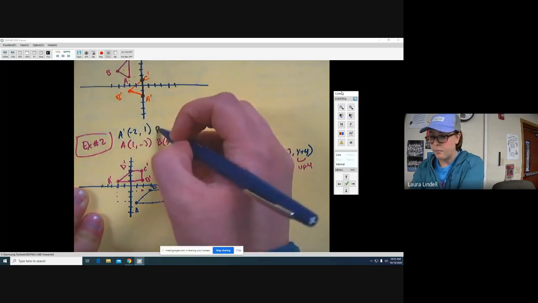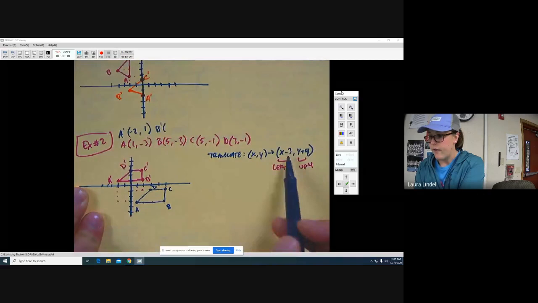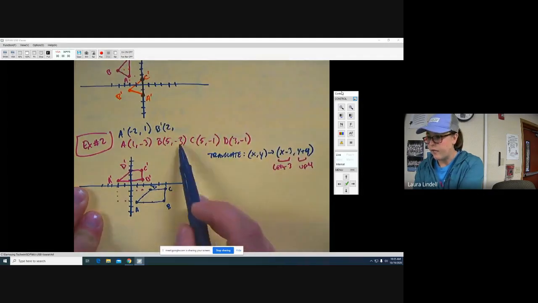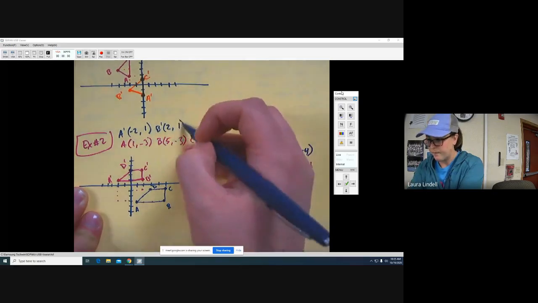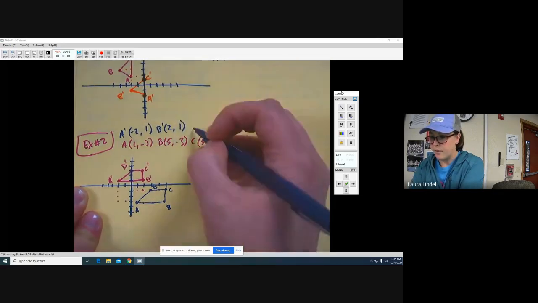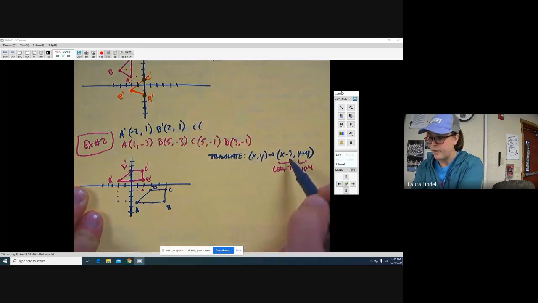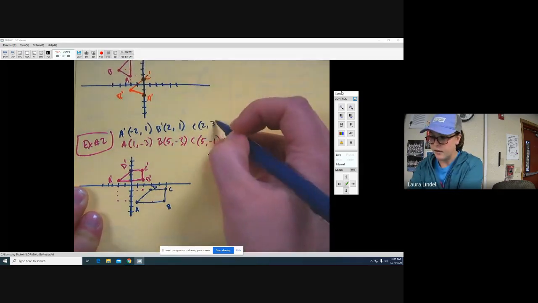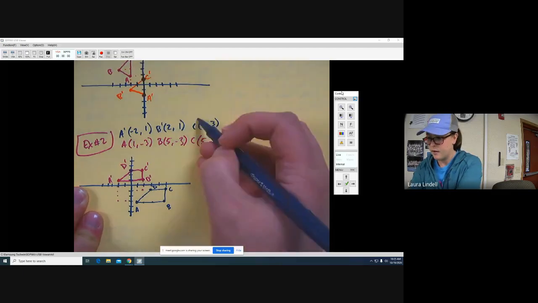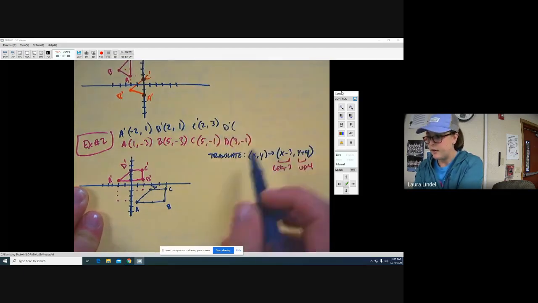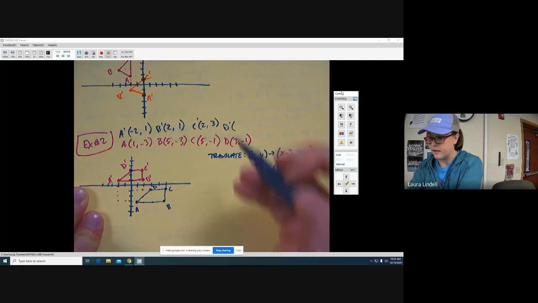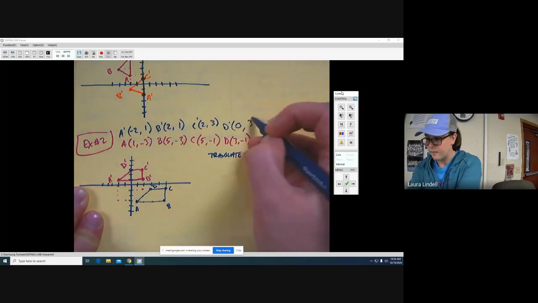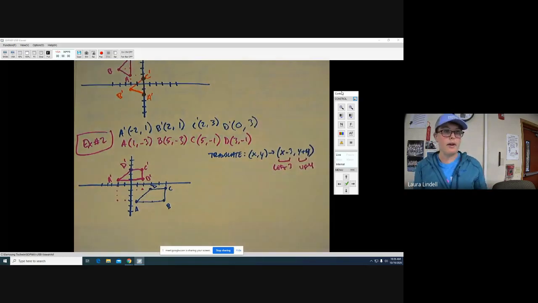You can go, okay, then B prime would be x minus 3. So 5 minus 3 is 2. And then -3 plus 4 is 1. And then the same thing with C. 5 minus 3 is 2. -1 plus 4 is 3. And then for D, you could do the same. 3 minus 3 is 0. -1 plus 4 is 3. So you could do it that way if you would like.